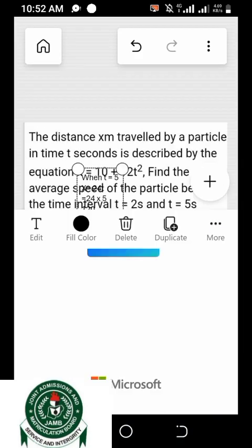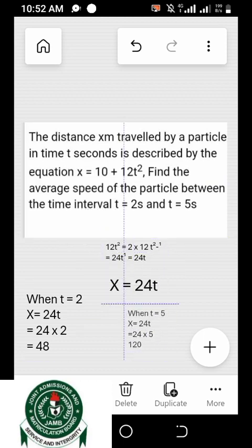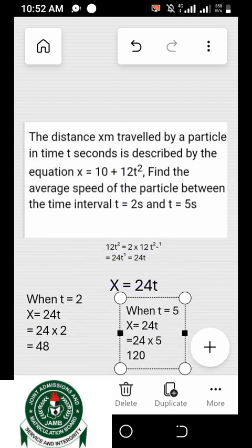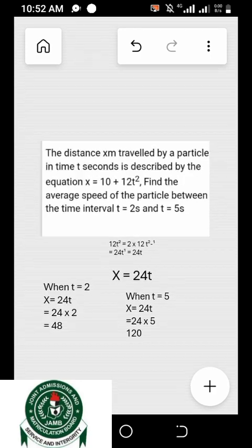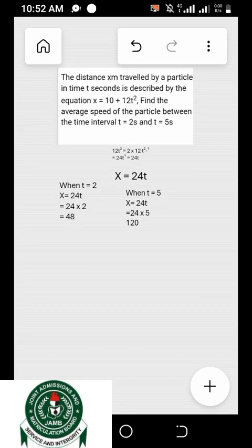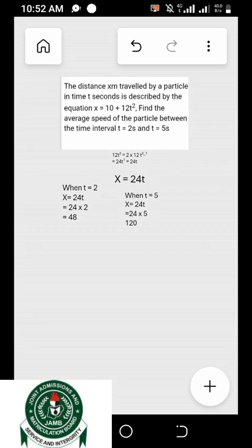So that's good to go. We have this as 120, right? So now you should know we're talking about the time interval. If we're talking about the time interval, that means it will be the second time minus the first time, right? And what's the second time? The second time is 5 seconds, which we had as 120, minus the first one, which is 48.